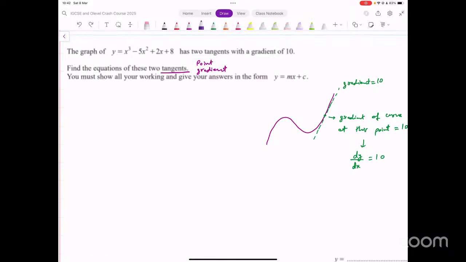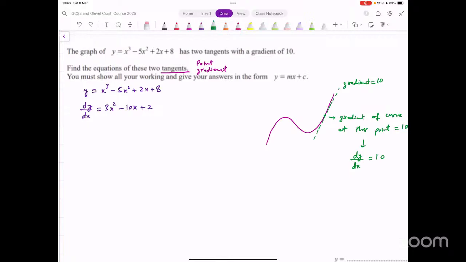Now, let me explain how to do this. y equals x cubed minus 5x squared plus 2x plus 8. First of all, we can find the derivative of this function, dy over dx, and see what that turns out to be. You multiply by the power, it becomes 3x cubed. Subtract one from the power, 3x squared. Multiply by the power again, that's minus 10. Subtract 1 from the power, that's minus 10x. Derivative of 2x will just be 2. Derivative of 8 is 0.